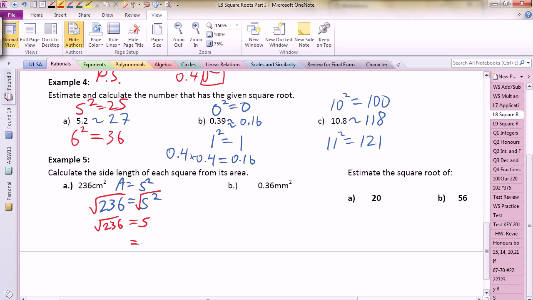Now, go to your calculator. What's the square root of 236? Bet you it's a little bit more than 15. That's 15.3. Yes, you are, Mr. Barker. 15 point what? 3.6. Good. 2 decimals. Next one.